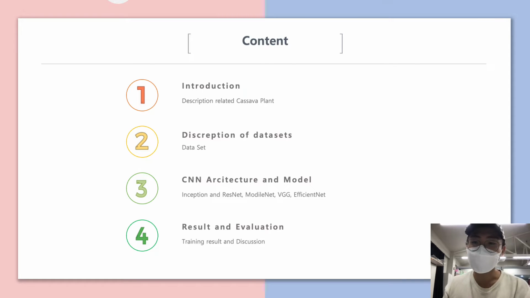This presentation will proceed in the following order. First, introduction. Second, description of the datasets. Third, introduction of CNN architectures and models. Fourth, we will talk about the results of model training. Finally, we discuss how to build lightweight deep neural network models.